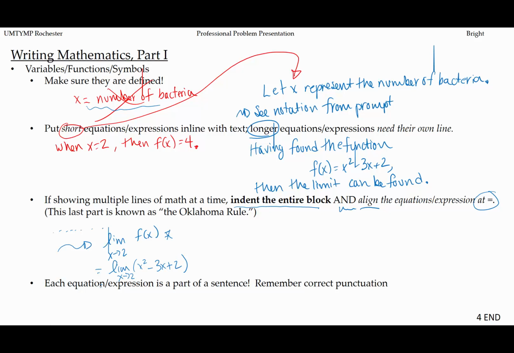The last thing that I have to mention here before we go on to our example in the next video is that remember that your math is actually a part of a statement. And as a part of a statement, you need the correct punctuation. I did that up here. So having found the function, and then I list the function, comma, then the limit can be found, period. Also when I define my variable, I did it as a sentence. Here in this chunk, you're actually doing one long statement, so at the very end, you would have to include a period.